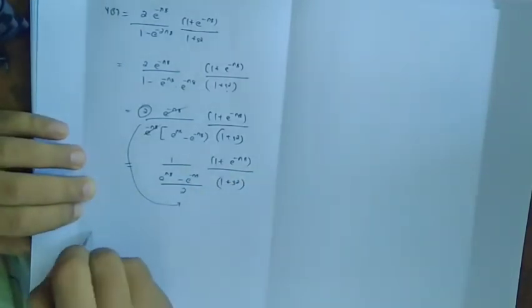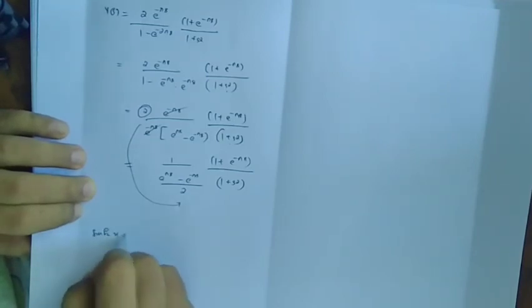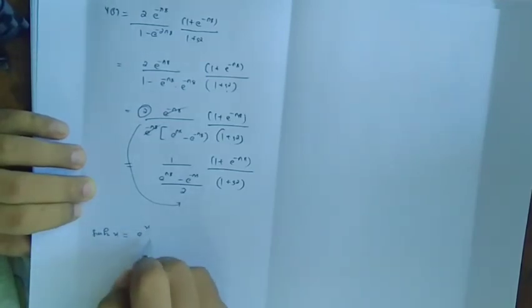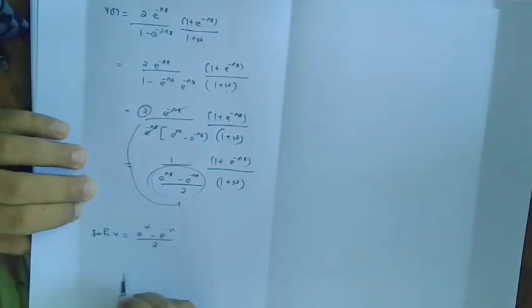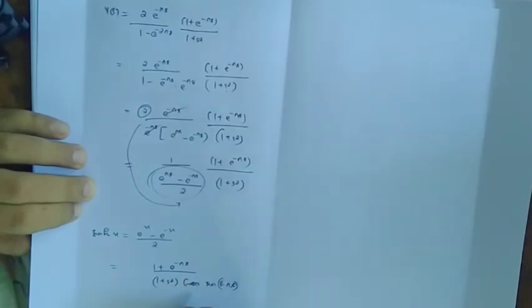So, what is it? Sin x is equal to e raised to x minus e raised to minus x divided by 2, right? So, instead of this, I am going to write sinh pi s. So, I will get 1 plus e raised to minus pi s divided by 1 plus s square into sinh pi s. That's the answer. Finished. With that, I am going to end this video on Laplace transform.